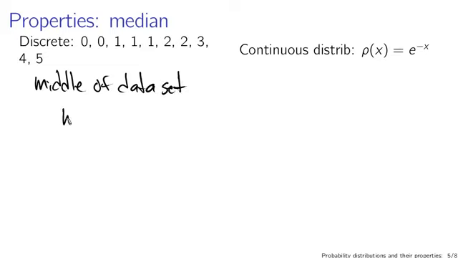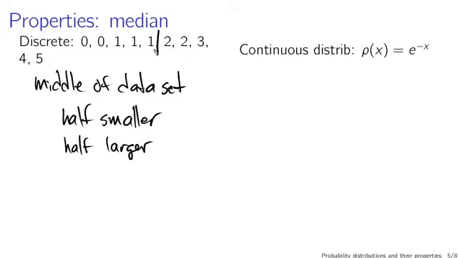So you've got half are smaller and half are larger than the median. So here I have 10 numbers. The median is going to be something that falls in between 1 and 2. Half the data set, 0, 0, 1, 1, 1, is smaller, and 2, 2, 3, 4, 5 are all larger.